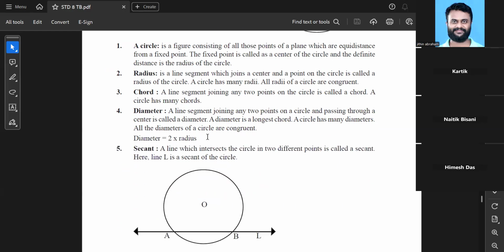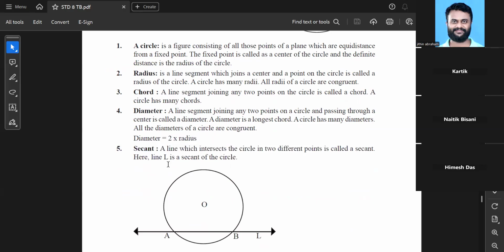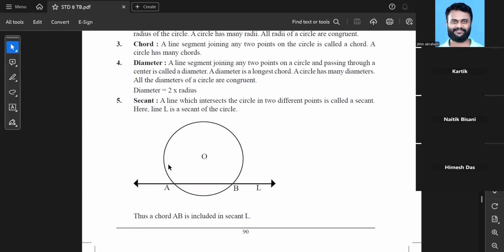Hence, they have said this particular diameter is always two times radius. Two multiplied by radius. This is the formula for the length of the diameter.